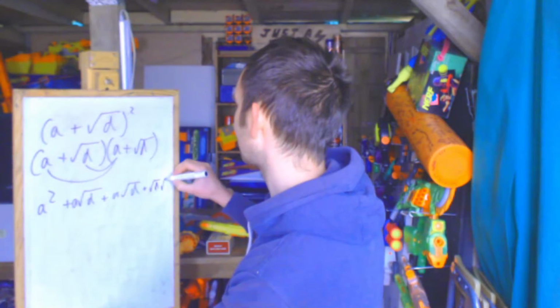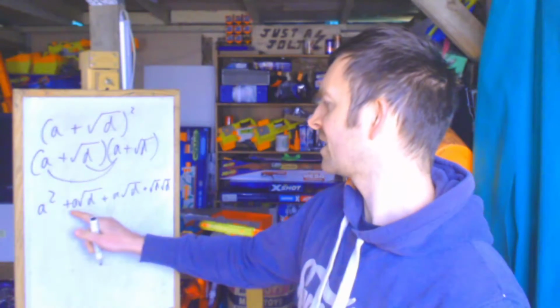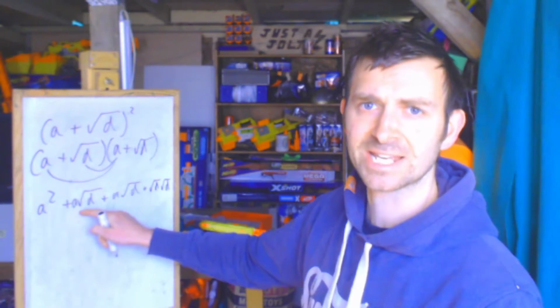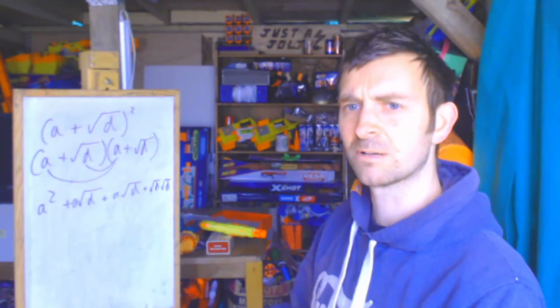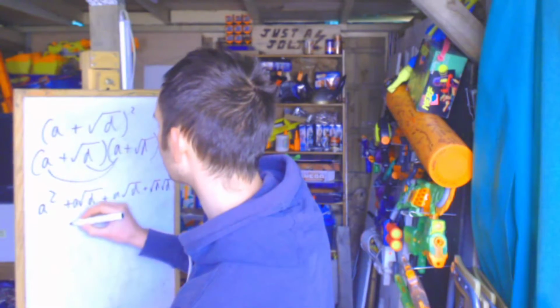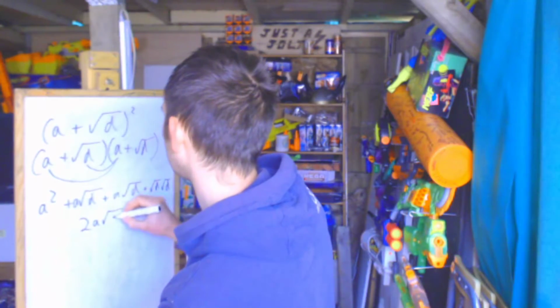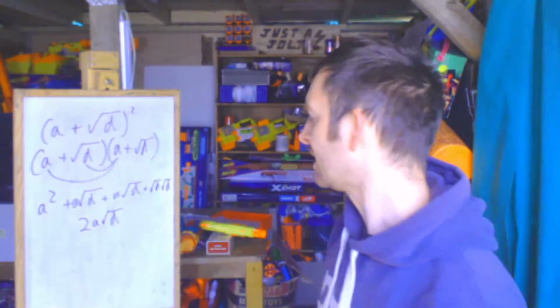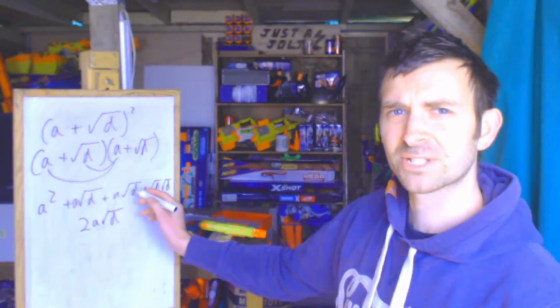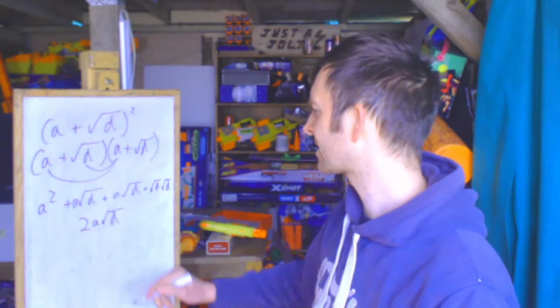Now I am going to write it like this, but we're going to change that in just a second. So what you can see here is you've got two terms which are the same, and we can actually simplify those terms. So let's go ahead and do that. Both of these simplify into 2a root d. The reason for that is because they're both exactly the same, so we can just say that there's two of them. So that's nice and easy.